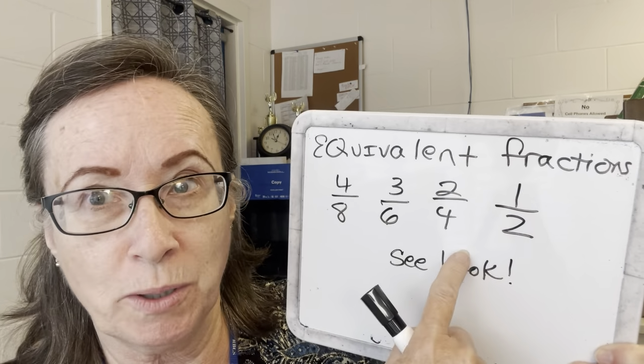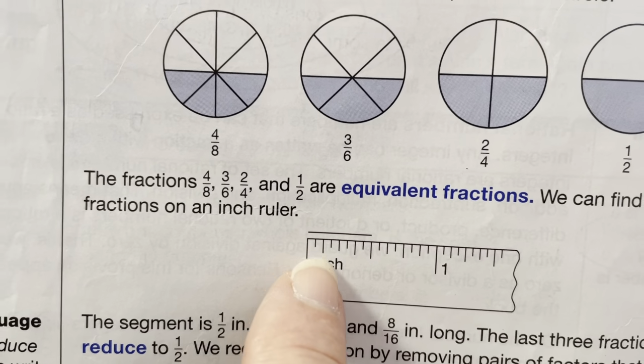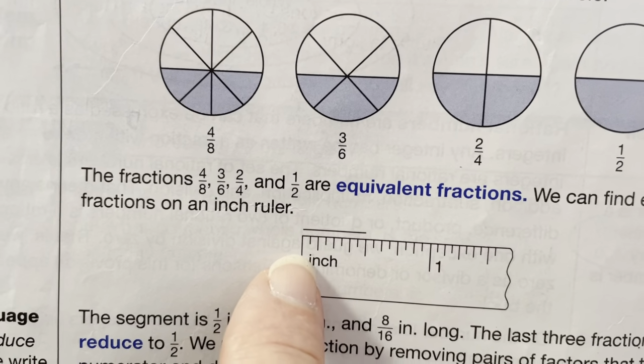Okay, so you can see how each one of these is drawn for you in your book. The fractions 4/8, 3/6, 2/4, and 1/2 are equivalent fractions. We can find equivalent fractions on an inch ruler. Now, I wanted to show you this picture as well because I could not draw anything quite so neatly. Okay, notice how they have the inch divided. So here's the starting of the inch, and here's the 1 inch. I think this would be 0 right here on this line, the way I'm reading it.